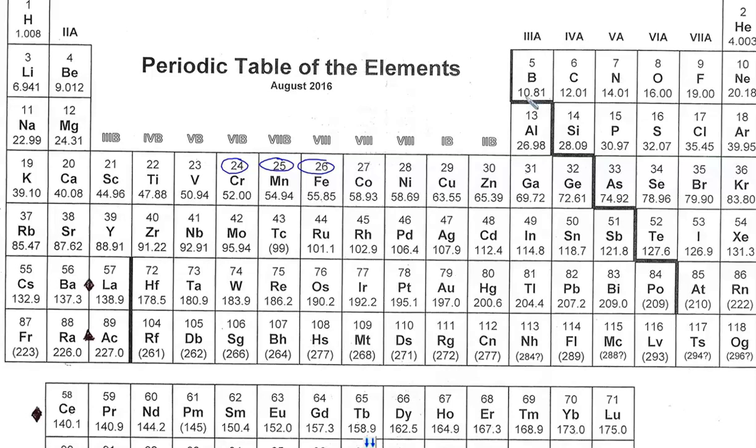We are going to find the mass number, but that's not this. That's actually called the atomic mass. So if you were ever taught that that was the mass number, it was not correct. Okay, so that is not the mass number.